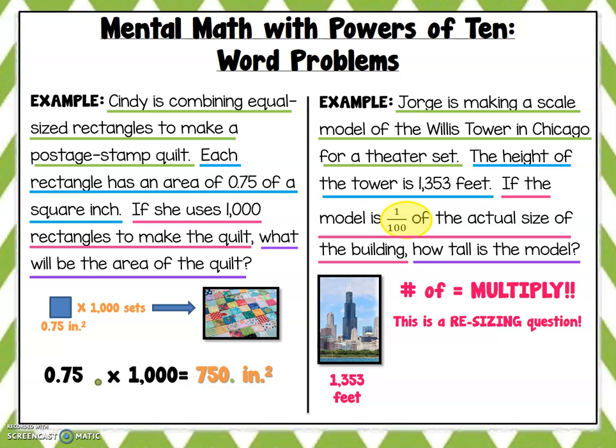Now that I see that number of combination and I know that I need to multiply, I can take 1,353 and multiply it times 1/100th. Since I'm multiplying by a number less than 1, I need to shift my decimal point to the left because my answer will get less. And that makes sense because if you're making a model of something, the model is going to be smaller than the actual tower. Since there are 2 zeros in my power of 10, I'll shift that decimal point 2 spaces to the left, which means the model will be 13 and 53/100ths feet tall.